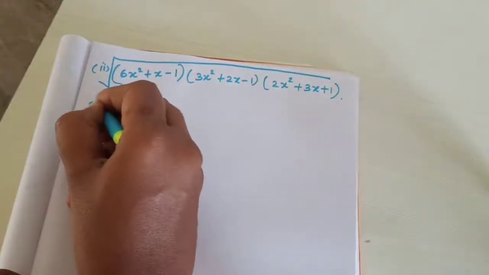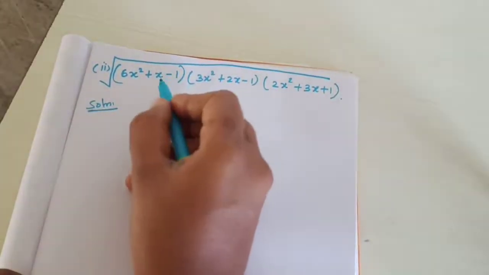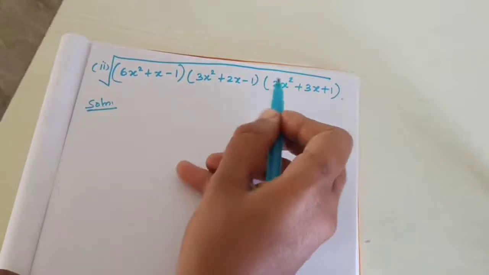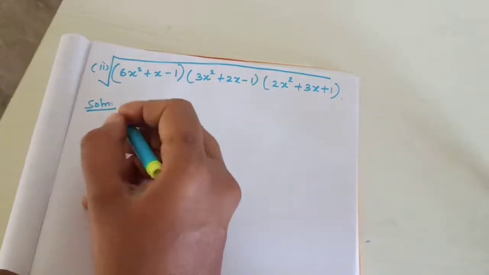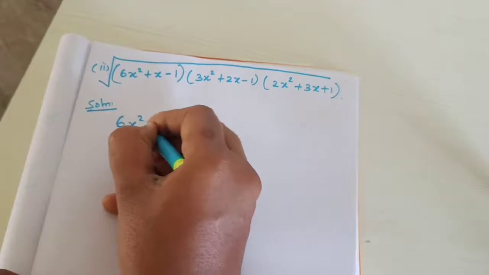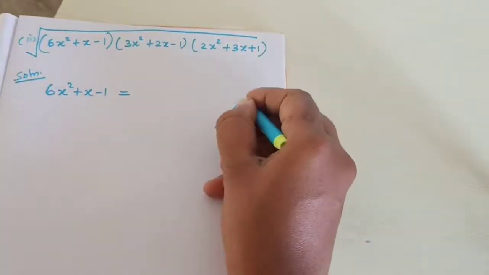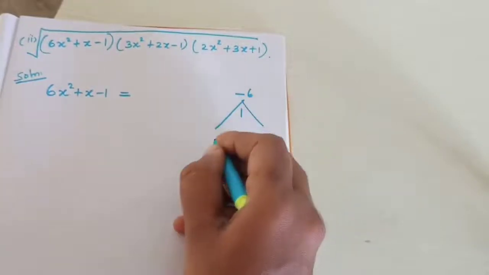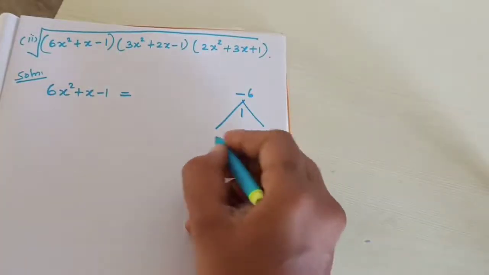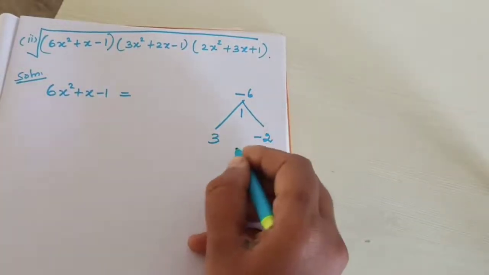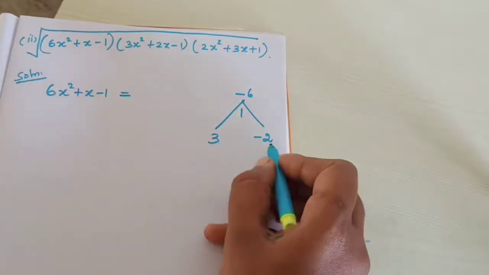Okay, first, every quadratic polynomial we can reduce into factors. Shall we do that now? So 6x square plus x minus 1, which is equal to. So factorization, minus 6 and 1. What are the possible factors? 3 and minus 2. Is it possible? 3 into minus 2 is minus 6, and 3 minus 2 is 1.